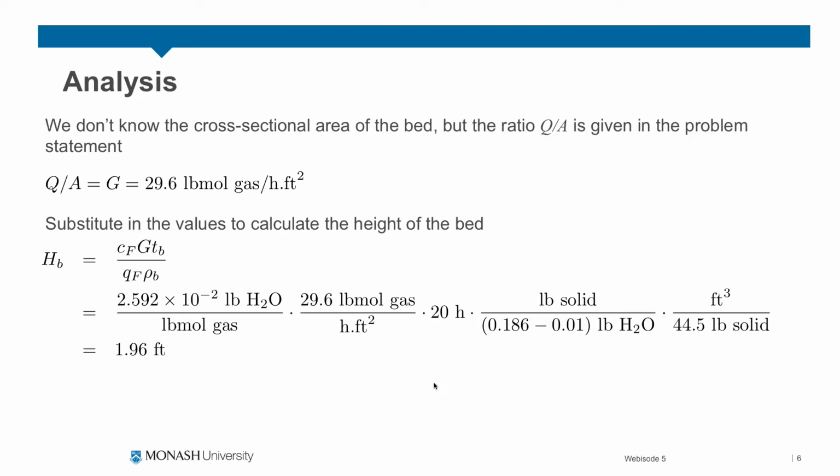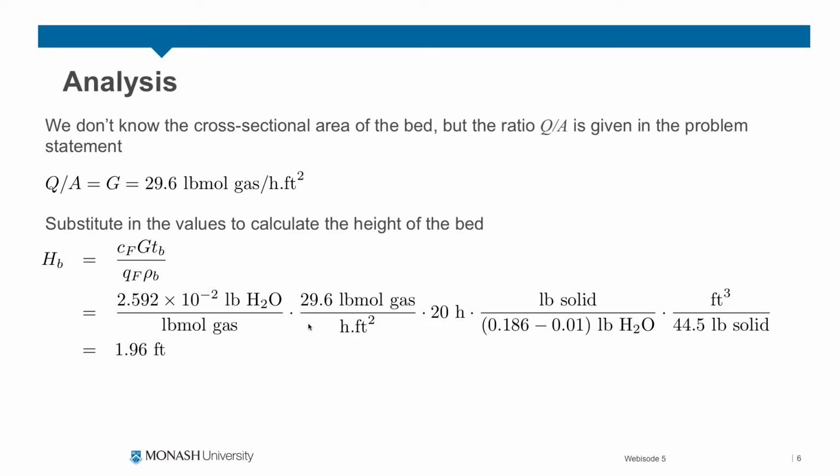We don't actually know the cross-sectional area of the bed A, but we are given the ratio Q divided by A, which is G, in the problem statement. So with those values, we can then substitute into our expression for the height of the bed with the other known values, and we calculate a value of 1.96 feet.